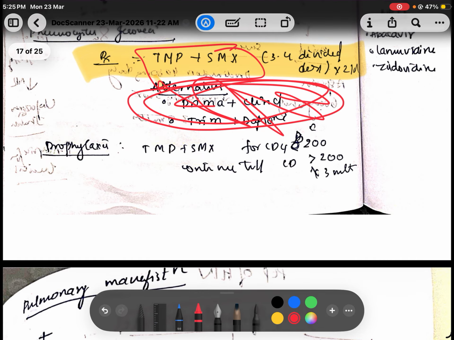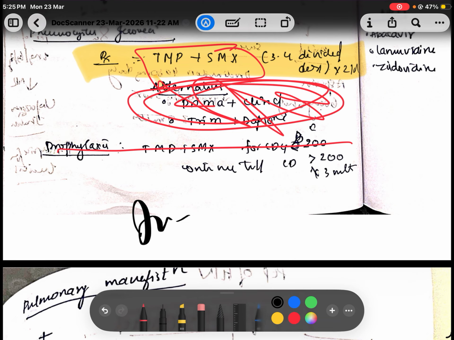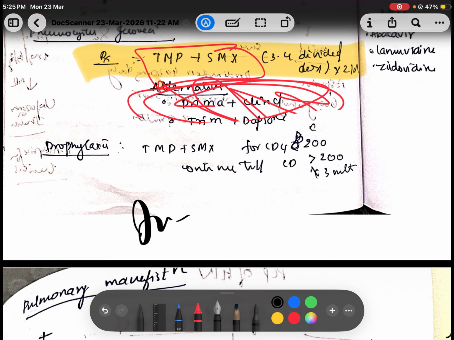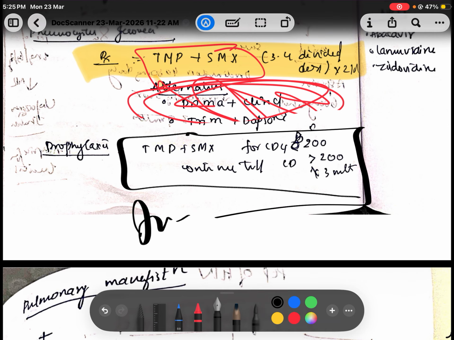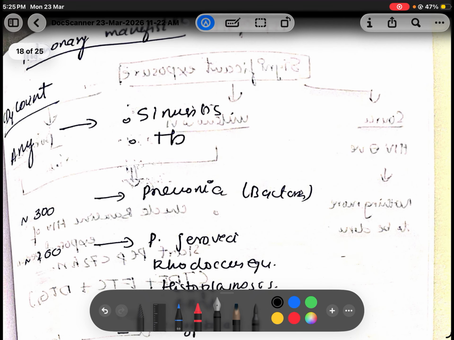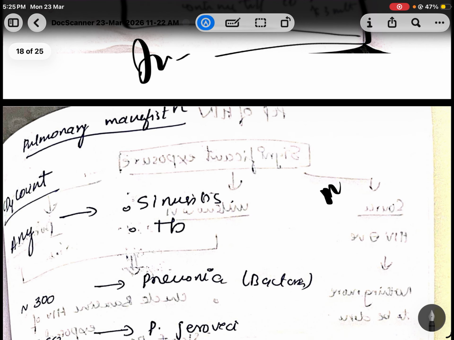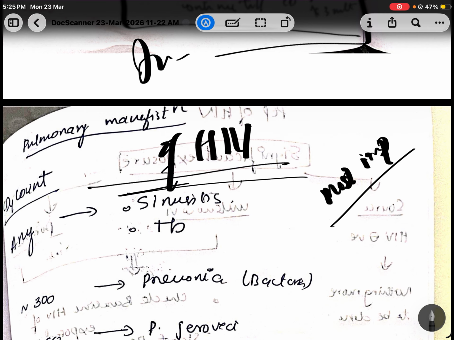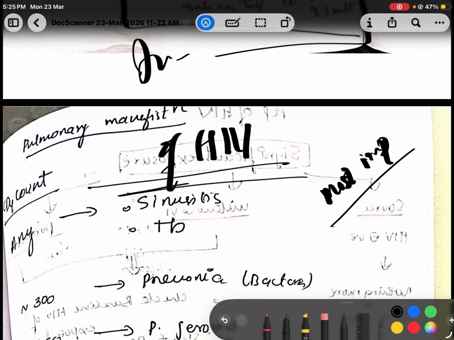And how you start prophylaxis is also something they have asked consistently, so you can mention that also. Prophylaxis is actually important and you need to mention it. This is one of the most important questions they ask: what are the pulmonary manifestations of an HIV patient? This is one of the most important things you need to remember, so please study it.